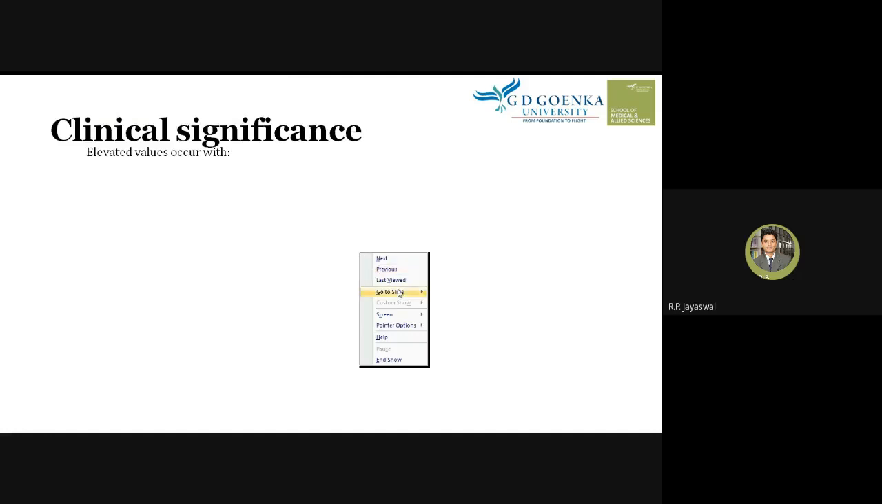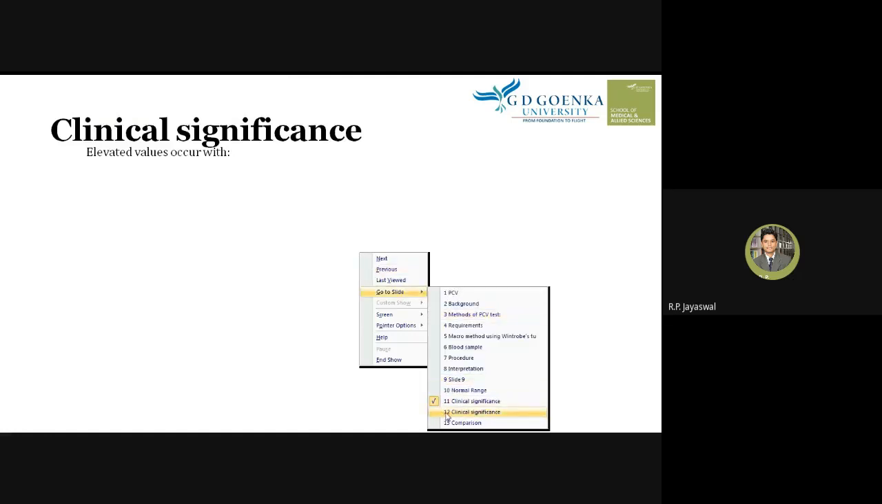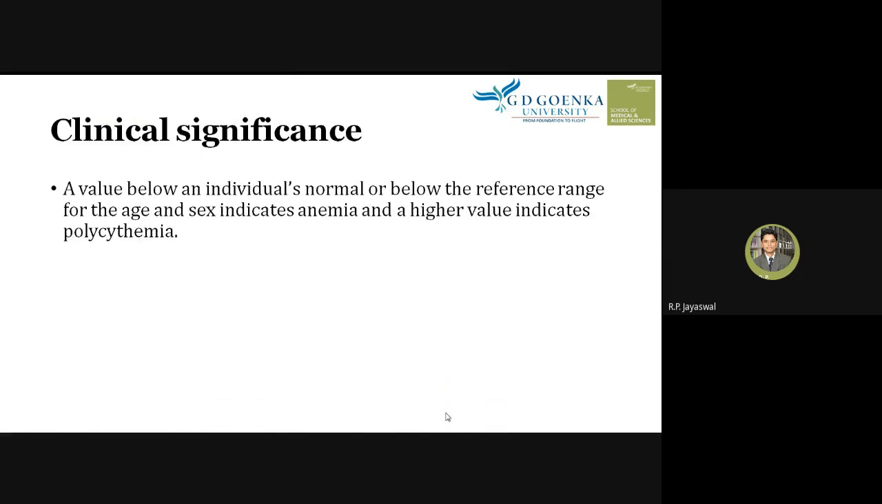Now the clinical significance. A value below the reference range for the age and sex indicates anemia, and a high value indicates polycythemia. So based on the observation of the result after the procedure, we are able to discriminate two conditions: we can see if there is anemia, or we can see if there is polycythemia.